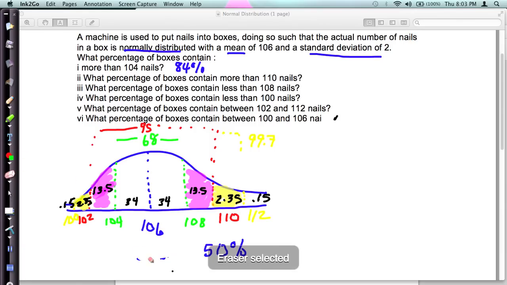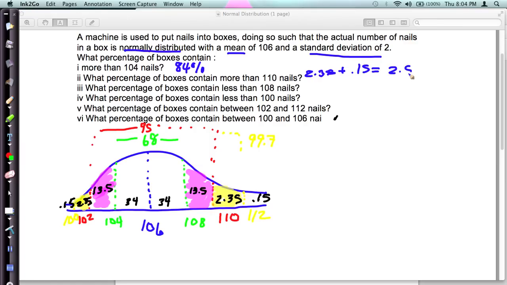Okay, so now let's do the second one. It says what percentage contain more than 110. So you go over to 110, which is right here, and I have the 2.35 and the 0.15, so it's this whole piece right here. You would need to add those two together. So it'd be the 2.35, plus the 0.15, and you get 2.5%.